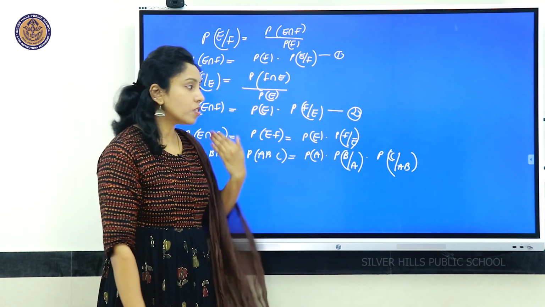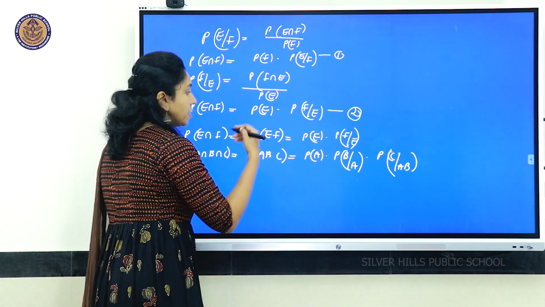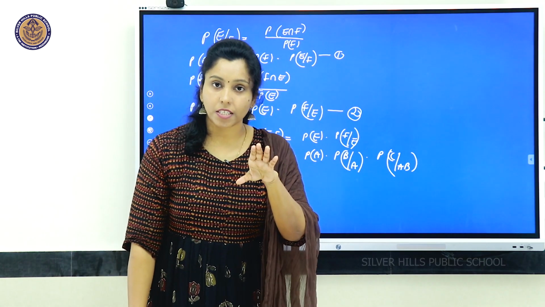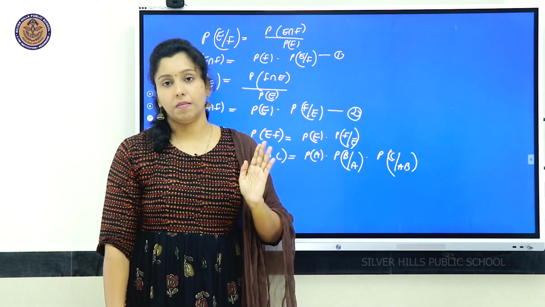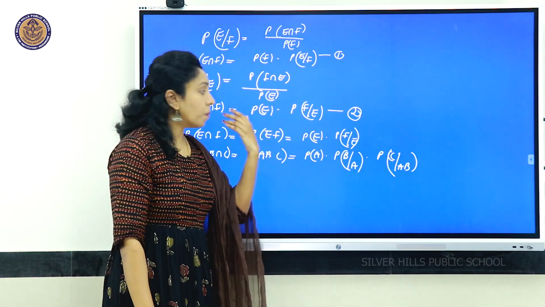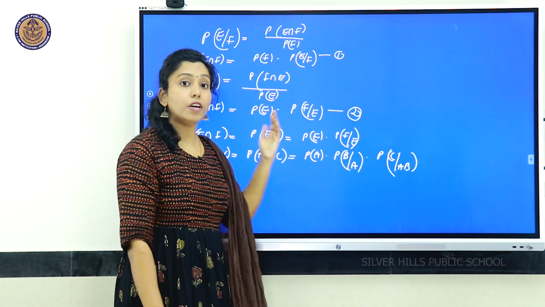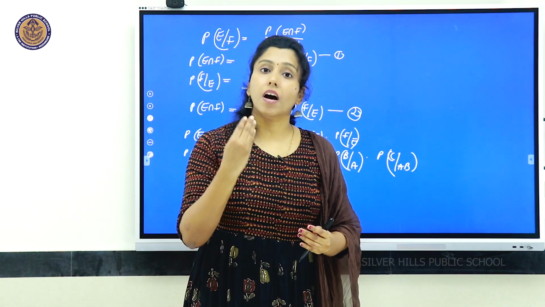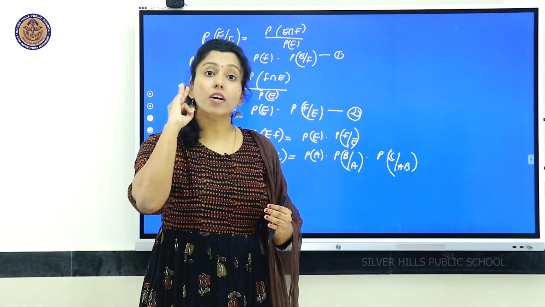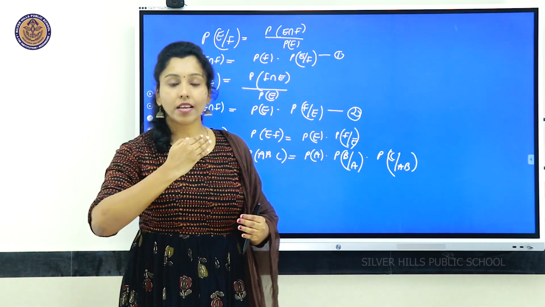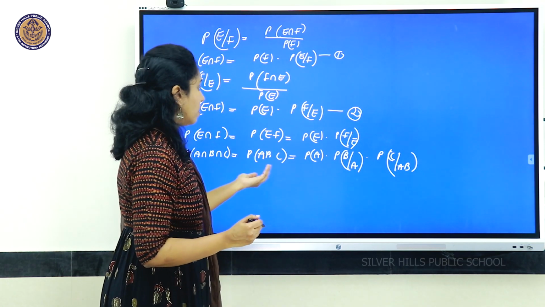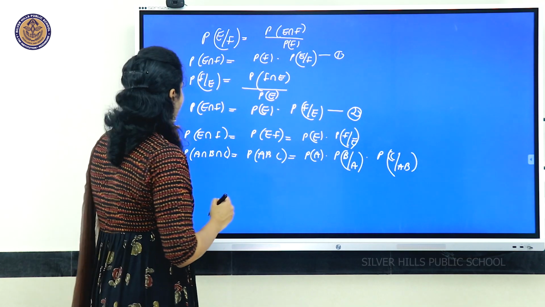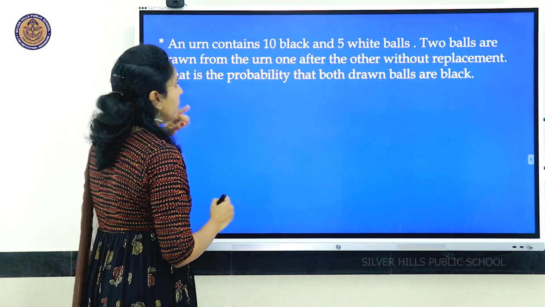Now, if 4 comes, what will you do? If it is A, B, C, D, I will write probability of the first into probability of the second given the first has taken place, into probability of the third given the first 2 have taken place, into probability of the last one, the fourth one, given the first 3 have occurred. So, like that you can expand this result to any number of events. Okay, so now let us see how we apply it in problems, then it will be easy for you.